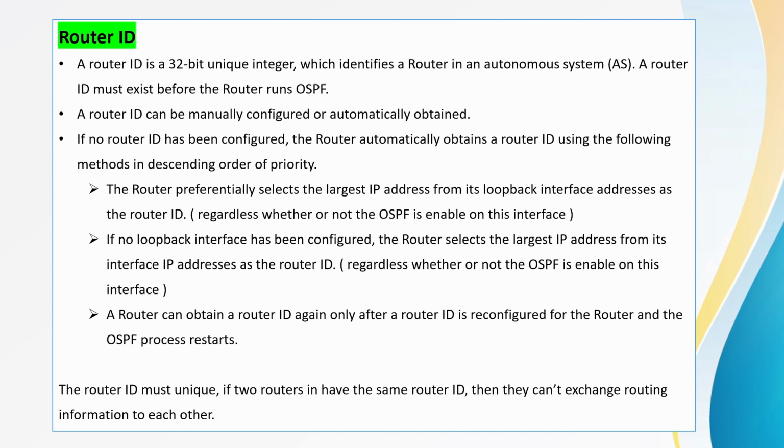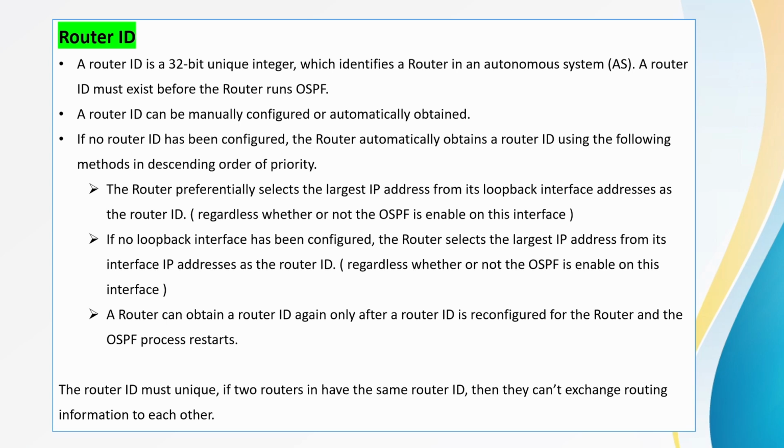First, the router preferentially selects the largest IP address from its loopback interface as the router ID, regardless whether or not OSPF is enabled on that interface. If no loopback interface has been configured, the router selects the largest IP address from its interface addresses as the router ID, also regardless whether or not OSPF is enabled on those interfaces.